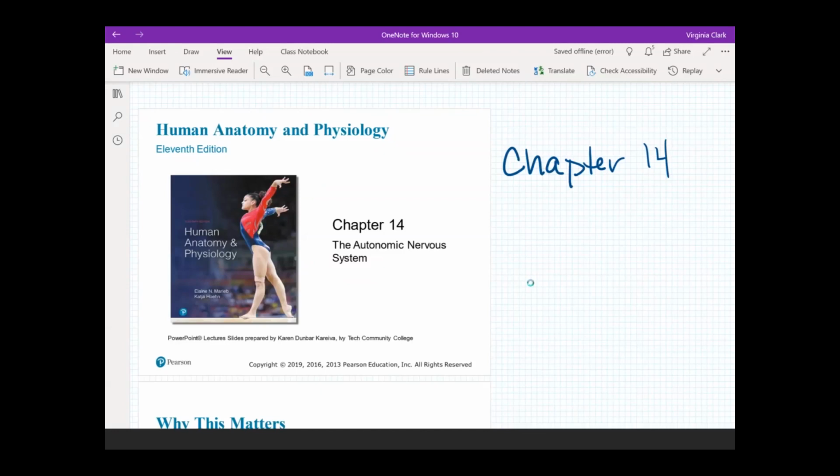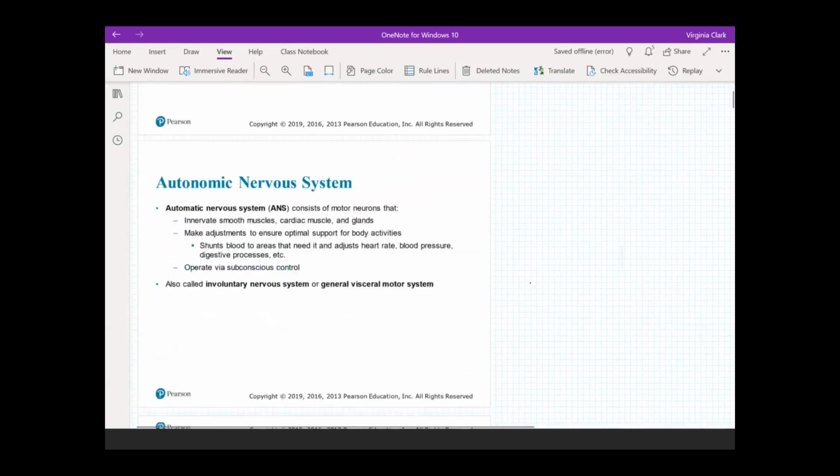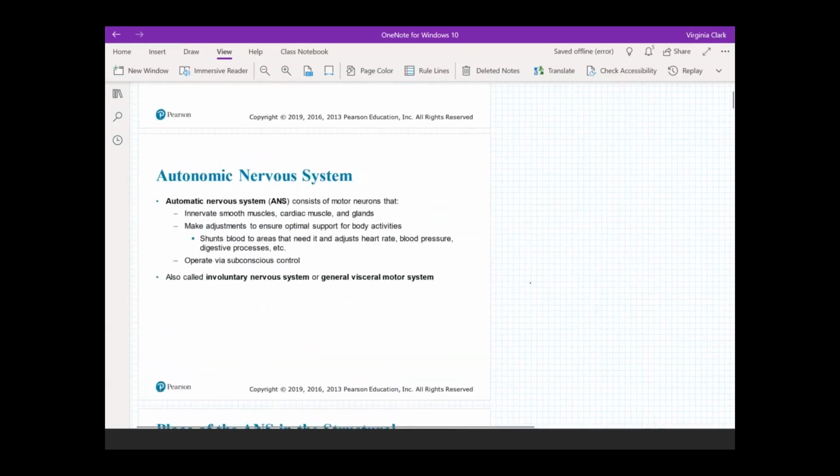Chapter 14, the autonomic nervous system. So we're going to use the ANS for the rest of this. It's the autonomic nervous system. The autonomic nervous system is part of the motor system.